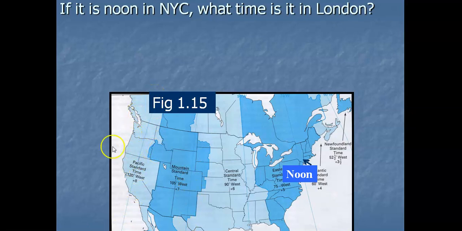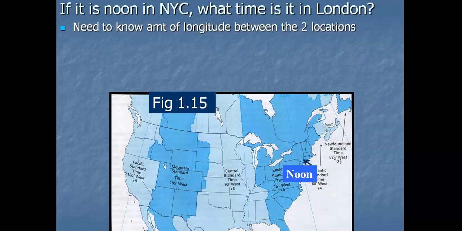And so, anyways, what I want to do now is talk about adding and subtracting. Which way do you go? All right. And so I want to ask you the question, just based on the table, and we're just pretending it's noon in New York City, all right? Can we figure out what time it is in London? We can, all right? And what you need to do is you need to know the amount of longitude between these two locations. All right.